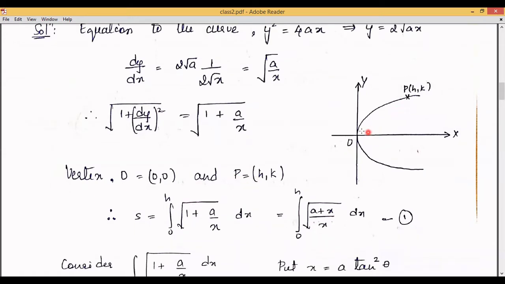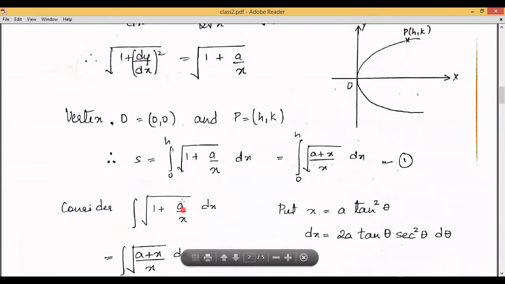And here the vertex is (0, 0) and the point is (h, k). Between these 2 points, you should find the arc length. So s is equal to integral 0 to h root of 1 plus a by x dx. When you take the LCM, you have x plus a divided by x. So first we'll find what this integral is, then we'll later apply the limits. So I have considered this integral.